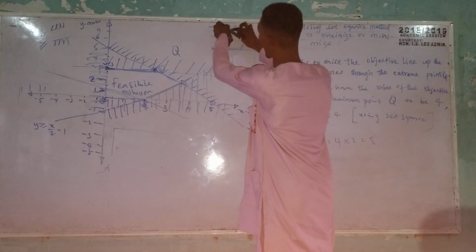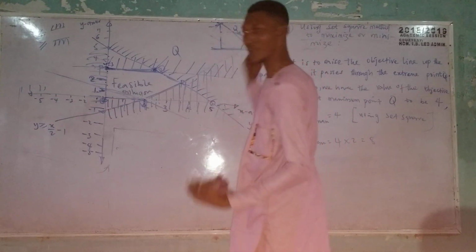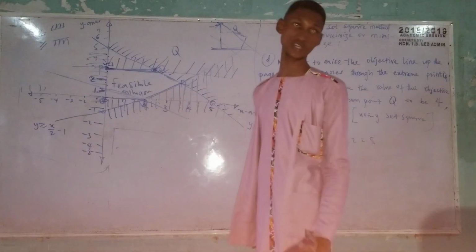Immediately I raise this line and this line touches here, and so I will show you something like this. So it is this point now on the y-axis. So it will be 4. You understand what I'm saying?